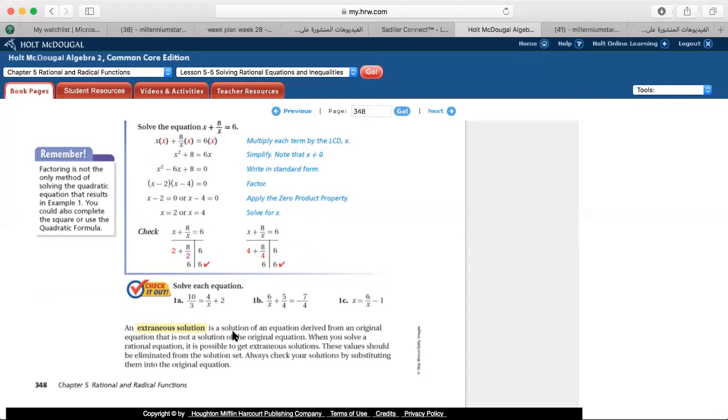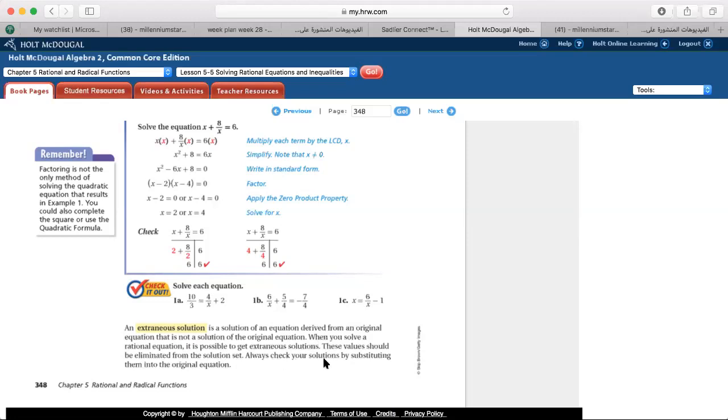An extraneous solution is a solution of an equation derived from an original equation that is not a solution of the original equation. When you solve a rational equation, it is possible to get an extraneous solution. Okay, girls, it is possible to get one, and there will be no title that will tell you to solve and you will get an extraneous solution. No, you will know by yourself that it is an extraneous solution. These values should be eliminated from the solution set.